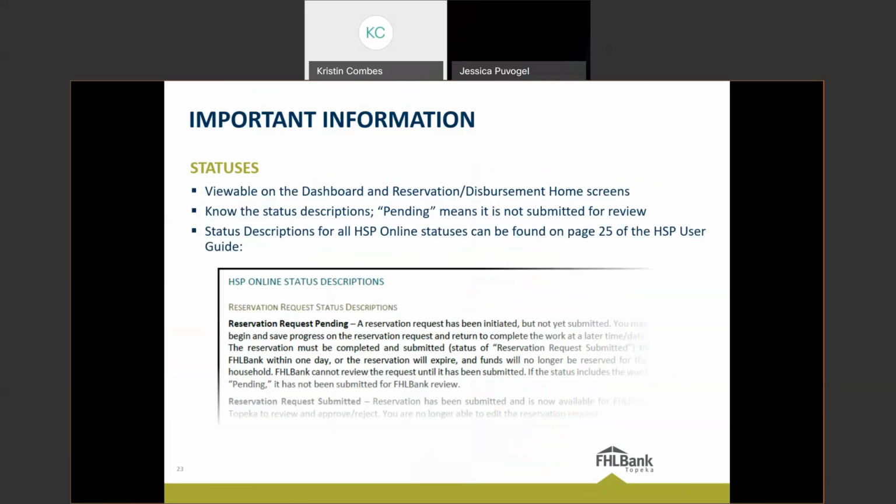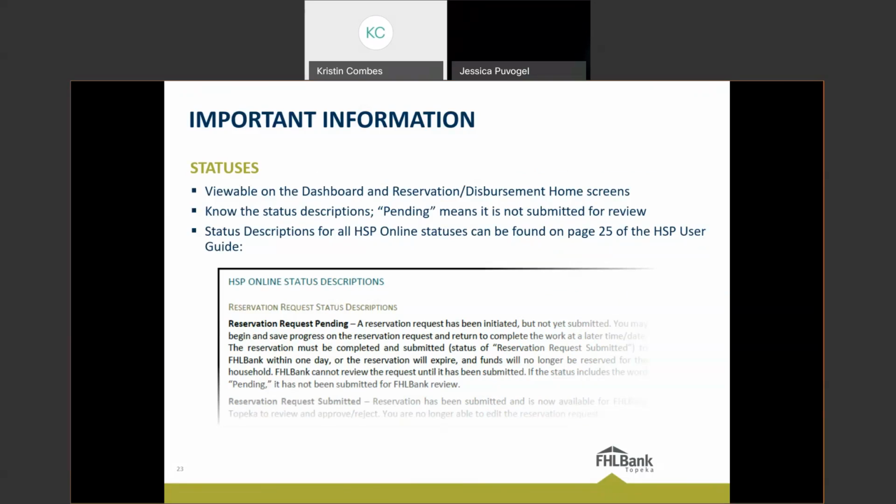One of the biggest misconceptions is that when the status is pending, it's submitted. This is not true. If the status has the word pending, it has not been submitted. Pending means we are waiting on you, the member, to submit the reservation or disbursement to us.